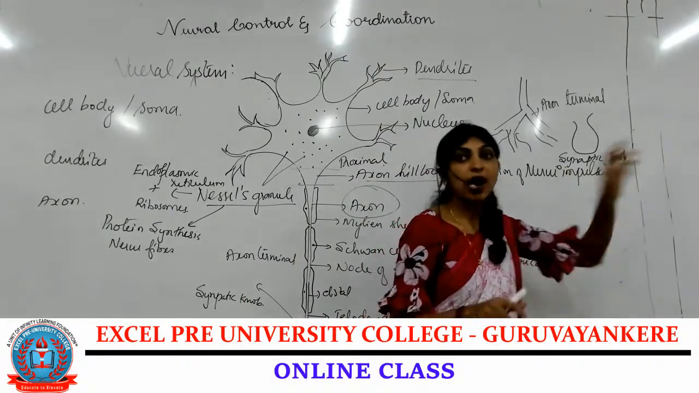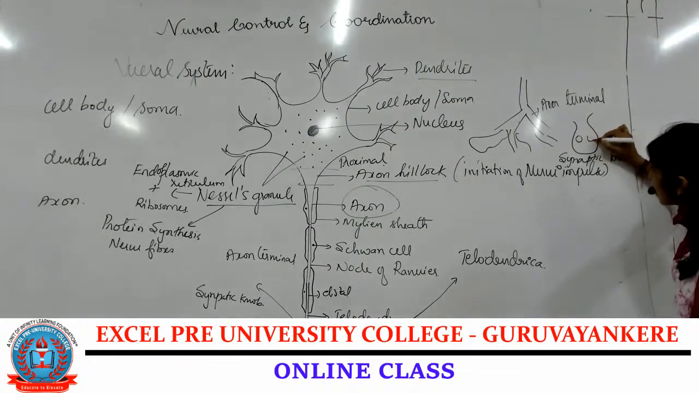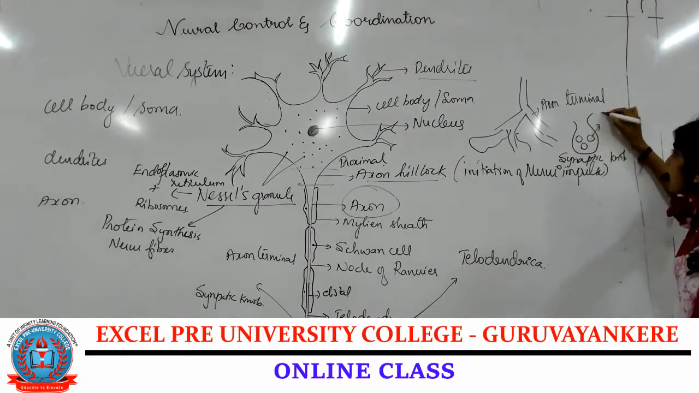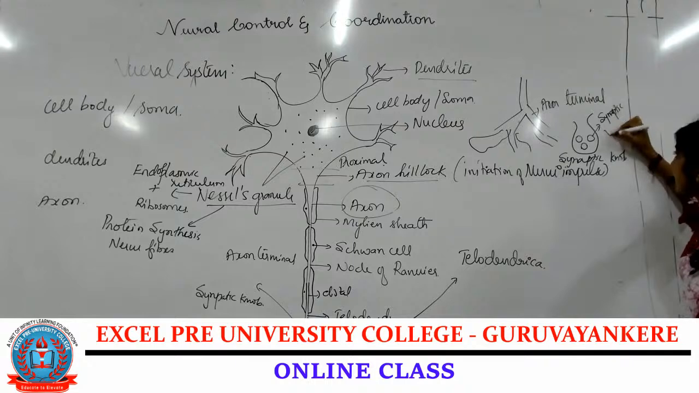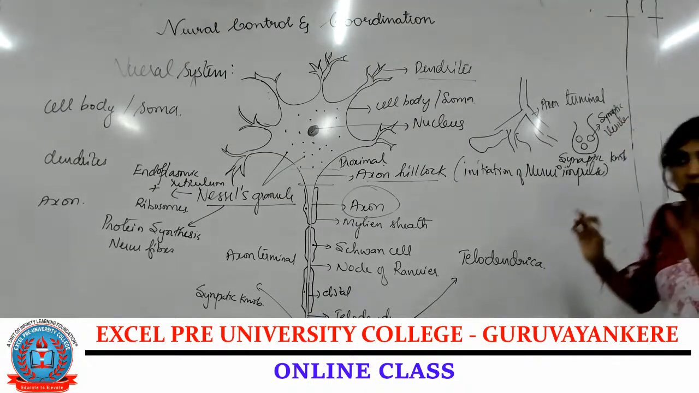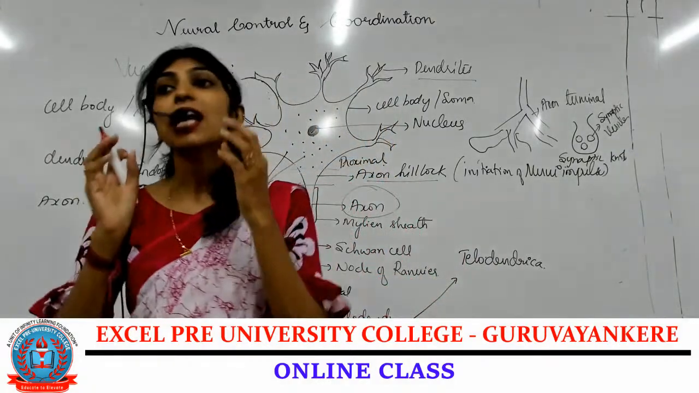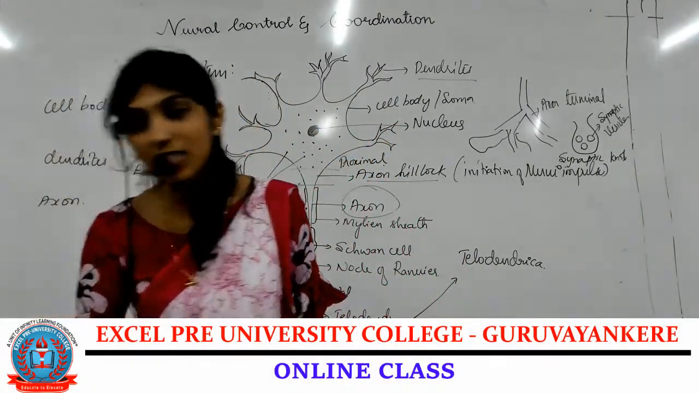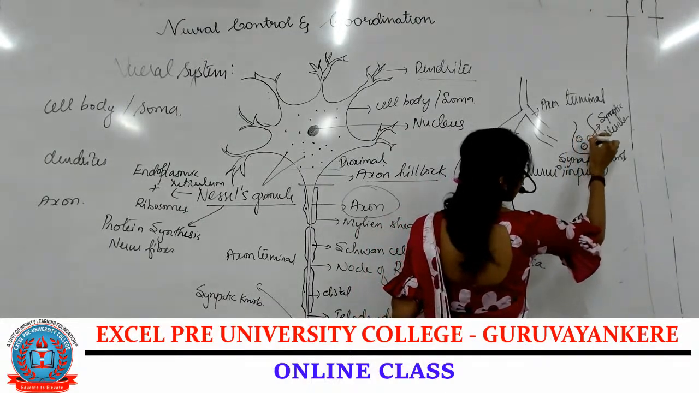Synaptic knob. And inside that synaptic knob there are small vesicle-like structures which are called synaptic vesicles. What are they called? Synaptic vesicles. And inside those synaptic vesicles there are neurotransmitters present. What do they have?